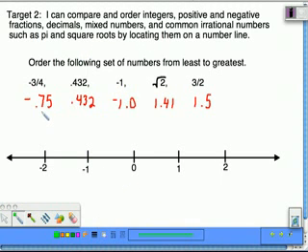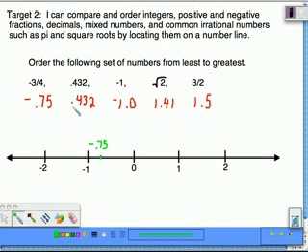Let's start first with negative 0.75. We know that negative 0.75 is between 0 and negative 1. We know that right between 0 and negative 1 would be our negative 1/2 or negative 0.5. So negative 0.5 is going to be about halfway between the 0 and the negative 1. So we're going to locate it right here as negative 0.75.